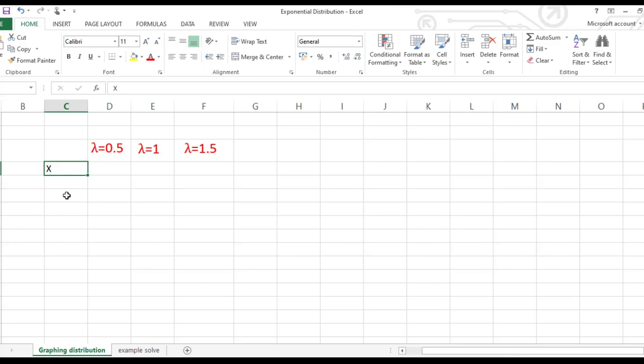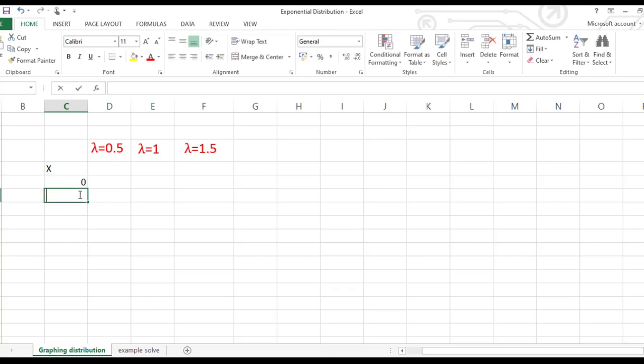Okay, so first of all let us graph the exponential distribution. Here I have written down the values of exponential parameter, that is lambda. Lambda is 0.5, here lambda is 1 and here lambda is 1.5. So we are going to write the probabilities for the outcome of random variable in this column. Okay, so let us write down the range of random variable from 0 to 20.